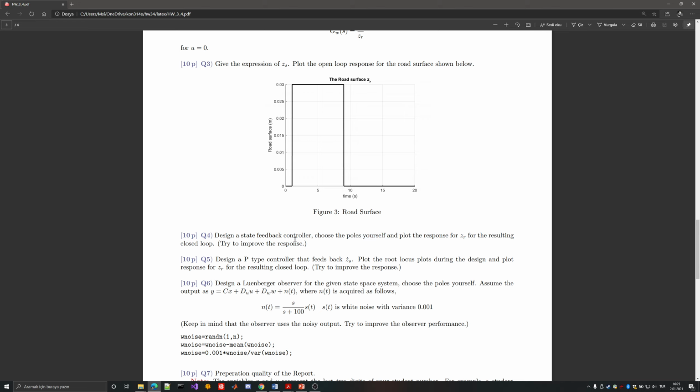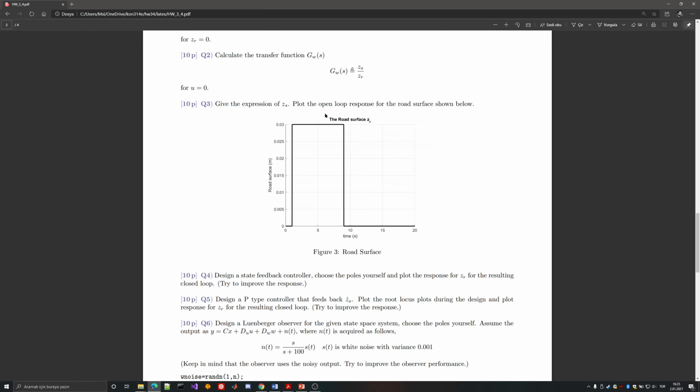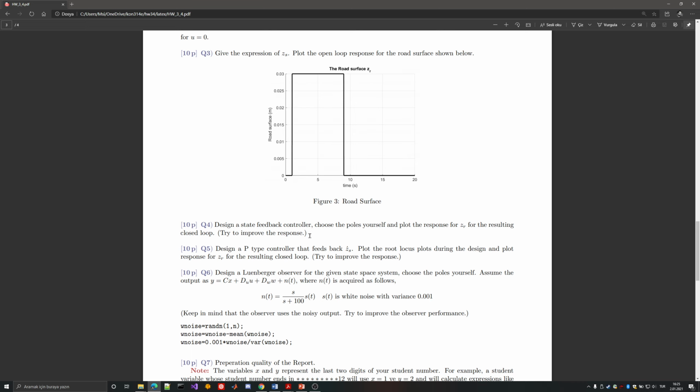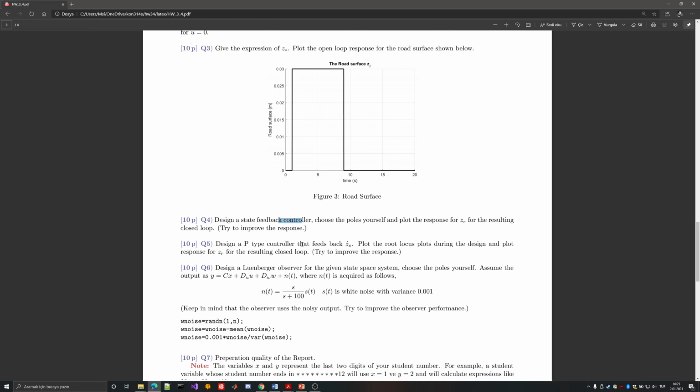So it should at least be better than the open loop. That's what I aim here. The better it is, the better the answer is, obviously. So the state feedback controller design is in a video of mine, so you can check that out here. And then we will use a different method. So this is controller 1, let's say.